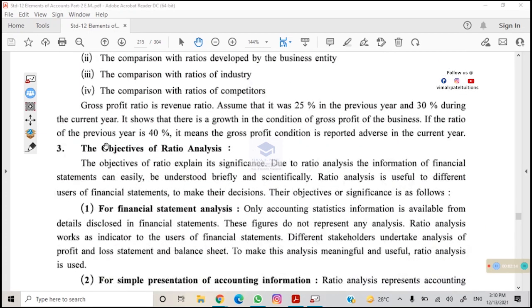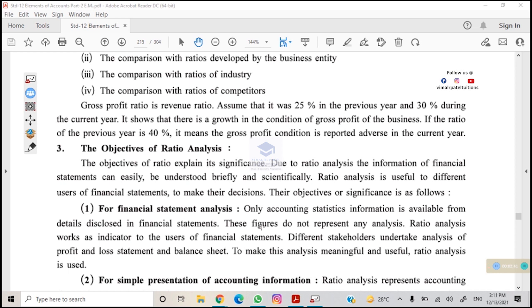Now, what are the objectives or purpose of ratio analysis? For financial statement analysis, only accounting statistical information is available from the detailed disclosures in financial statements. These figures do not represent any analysis. They do not give you any insight, any judgment, any decision whether it is to be improved or whether the situation is good or bad. So it is not an indicator.